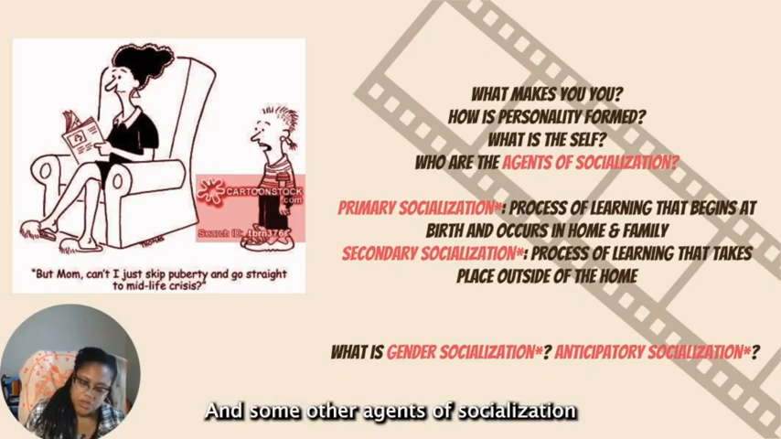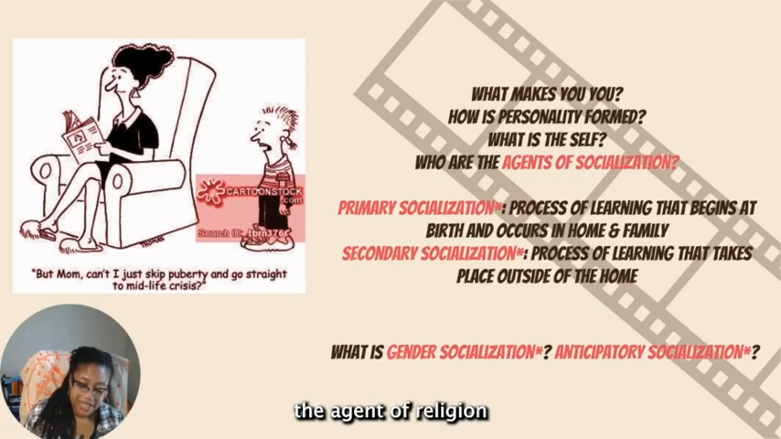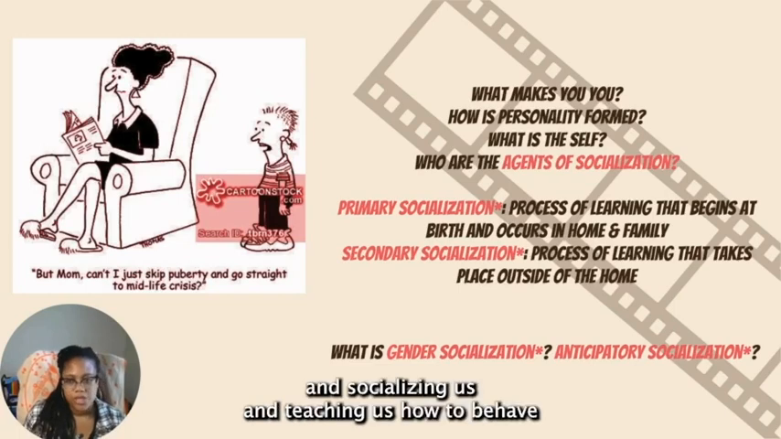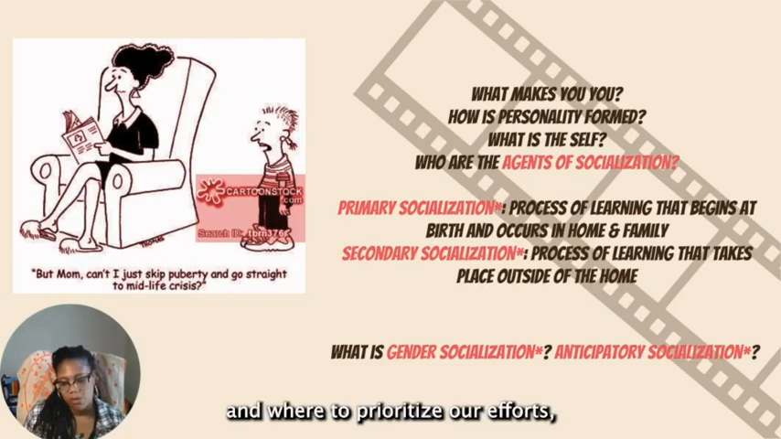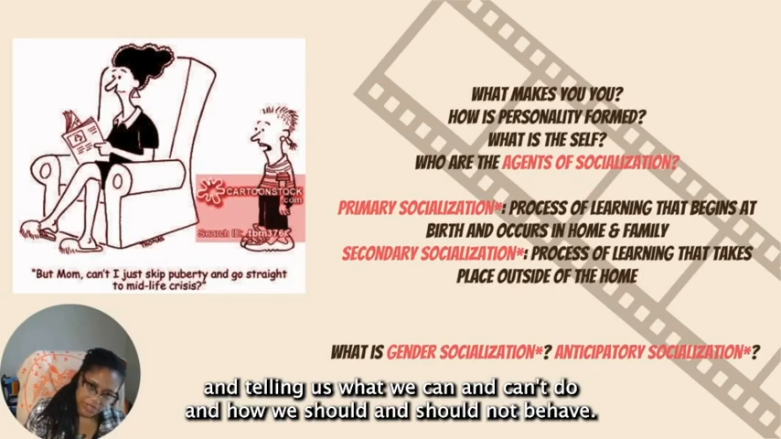Some other agents of socialization really focus on social control, like the agent of religion, in socializing us and teaching us how to behave and where to prioritize our efforts, and also the state and government as well, telling us what we can and can't do and how we should and should not behave.